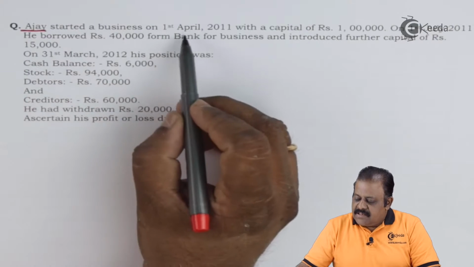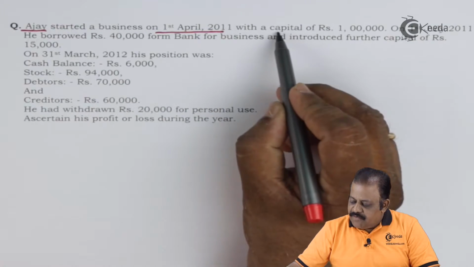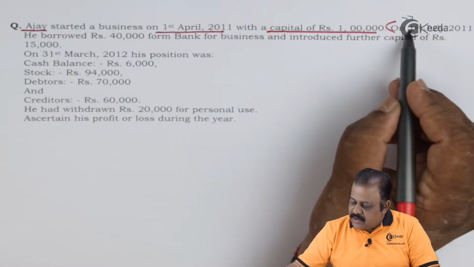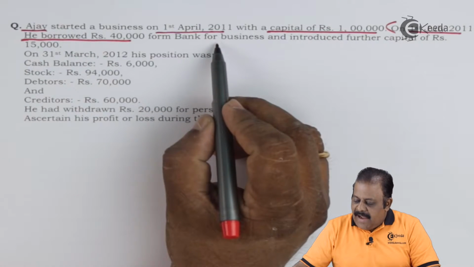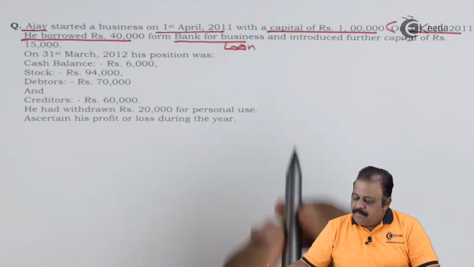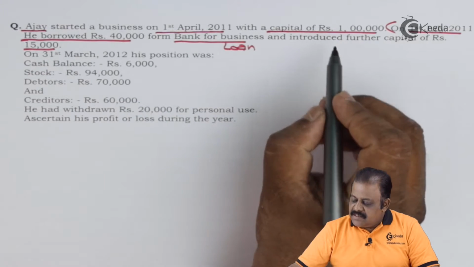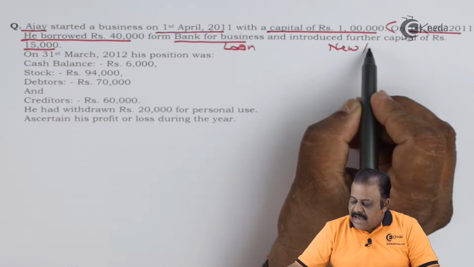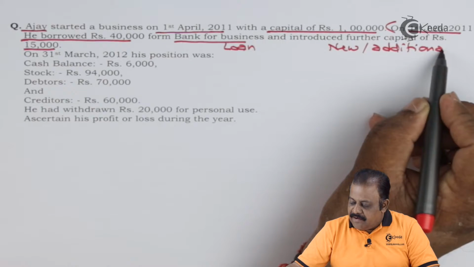Ajay started business on 1st April 2011 with a capital of rupees 1 lakh. On 1st July 2011, he borrowed 40,000 from the bank for business. This is a loan taken for the business, and he introduced further capital of rupees 15,000. This is called new capital or additional capital introduced by the proprietor during the year.